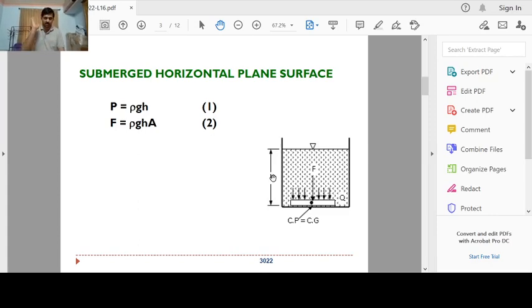So for a horizontal plane surface, it is very simple to evaluate the total pressure F. Total pressure is denoted by capital F, rho g h. It is not P. I hope it is clear. Also please note that this triangle always represents the free liquid surface. In any diagram in fluid mechanics, this triangle represents the free surface.